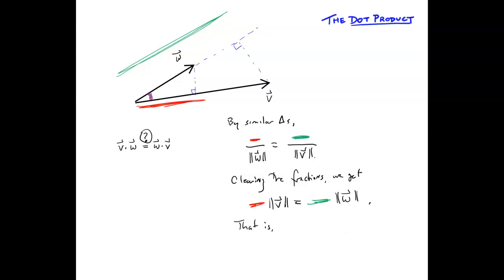Red stuff times length of V, that's W dot V, based on our definition of dot product. And the green stuff times the length of W, well, that is just V dot W. Lo and behold, thus the dot product is commutative. Hallelujah. To be perfectly rigorous, we would also want to consider the case where the angle between the two vectors is obtuse, and I'll leave that for you to work out. Once again, you can do it just with elementary geometry.